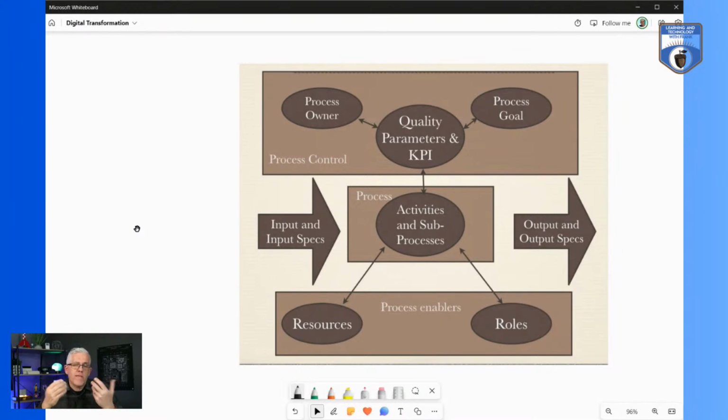into component pieces so that we can understand where we may digitize or look for opportunities to make them more efficient with either technology or datafy them. So a lot of times when it comes to my data classes, I'll really focus on things like KPIs and quality parameters, and we'll look at how we can digitize those.